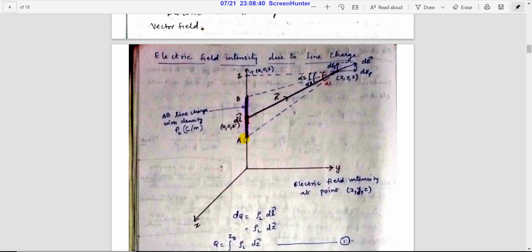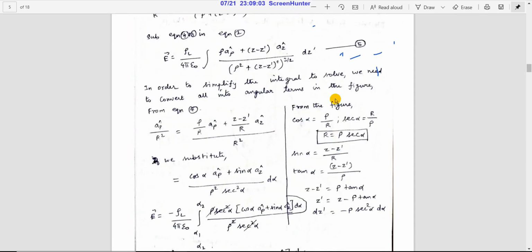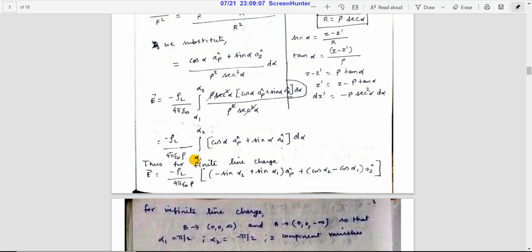So if you want to integrate with respect to d alpha, then we will be integrating from alpha 1 to alpha 2. Why are we going to integrate? Because if this particular line charge is extended towards the positive infinity and towards the negative infinity, these two angles are going to vary. So we have to make the limits depending upon these two values, alpha 1 and alpha 2, so that we have given limits alpha 1 to alpha 2.